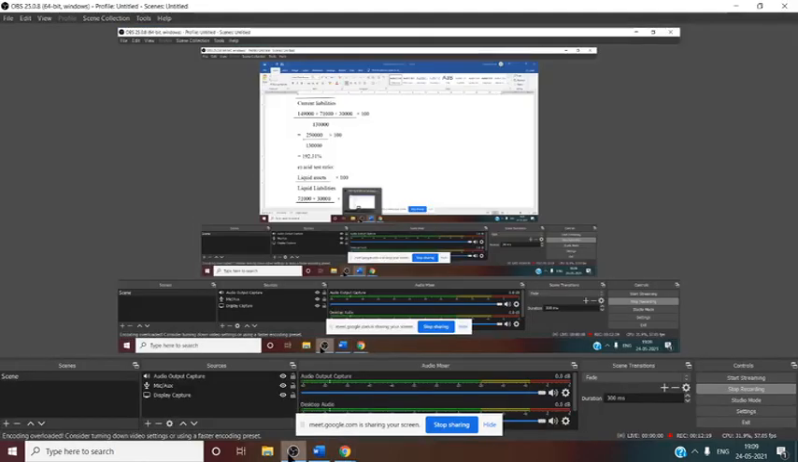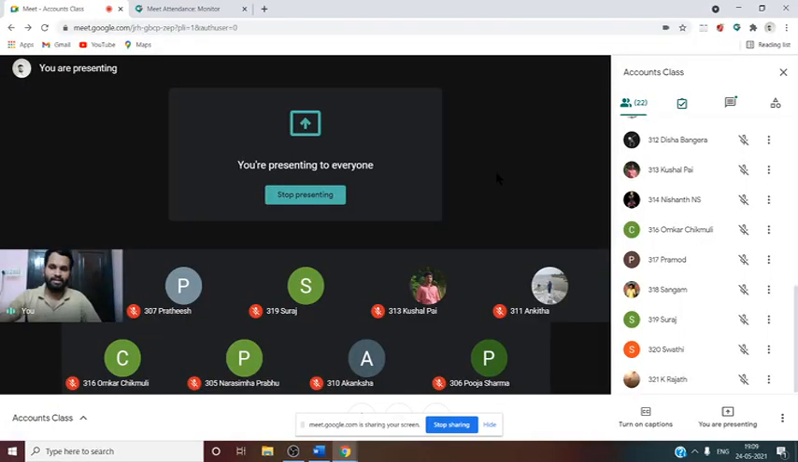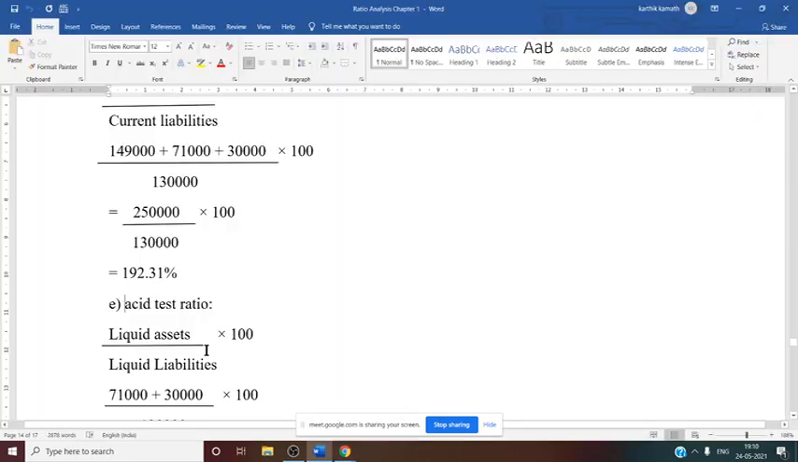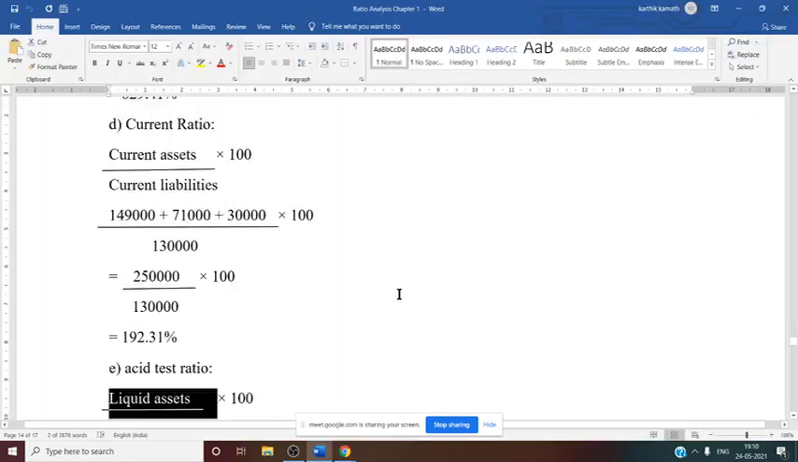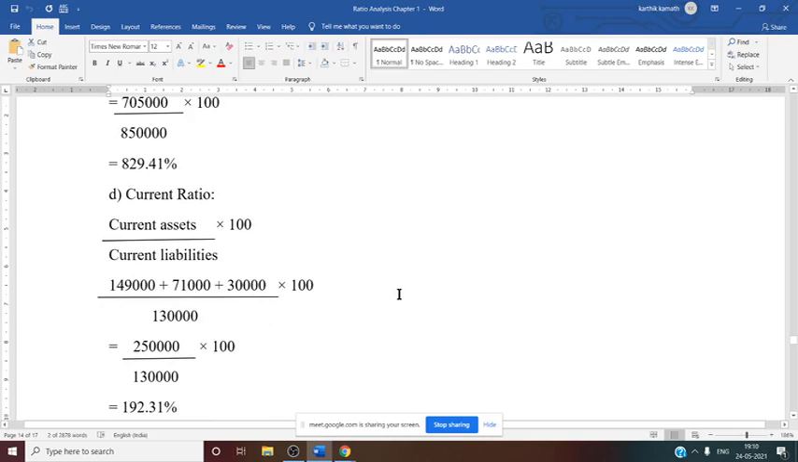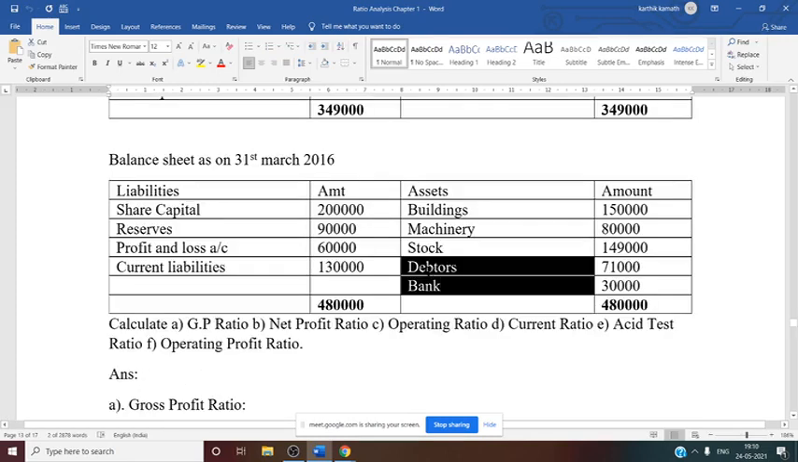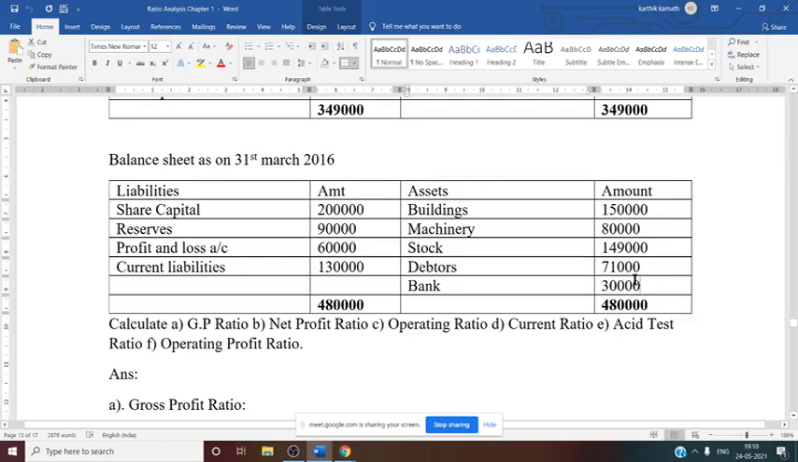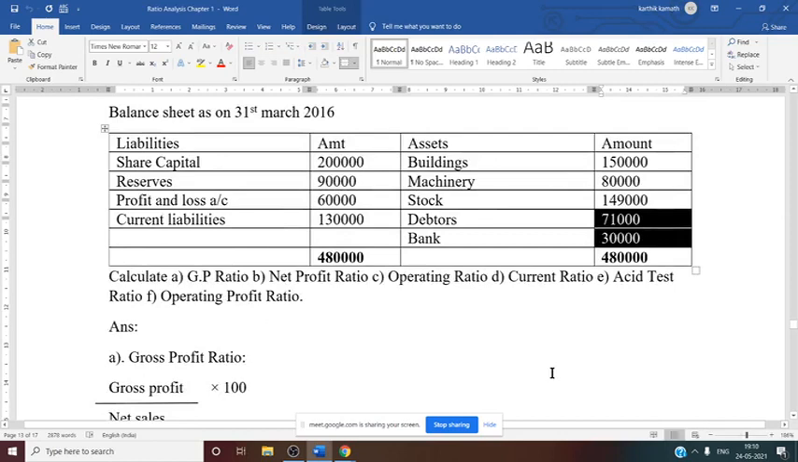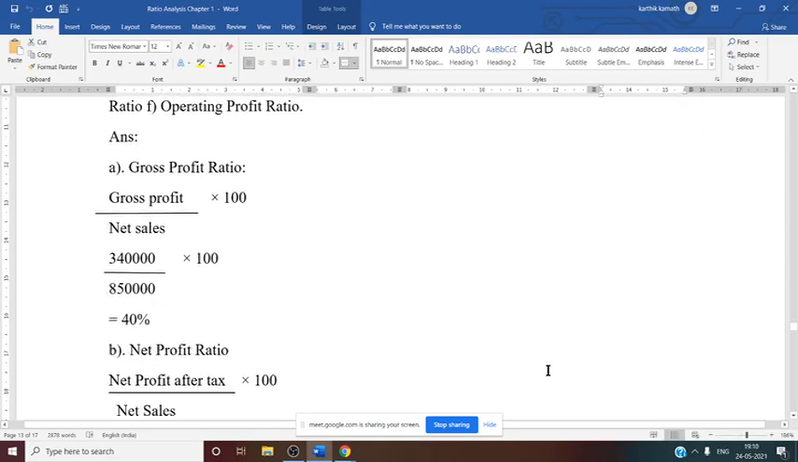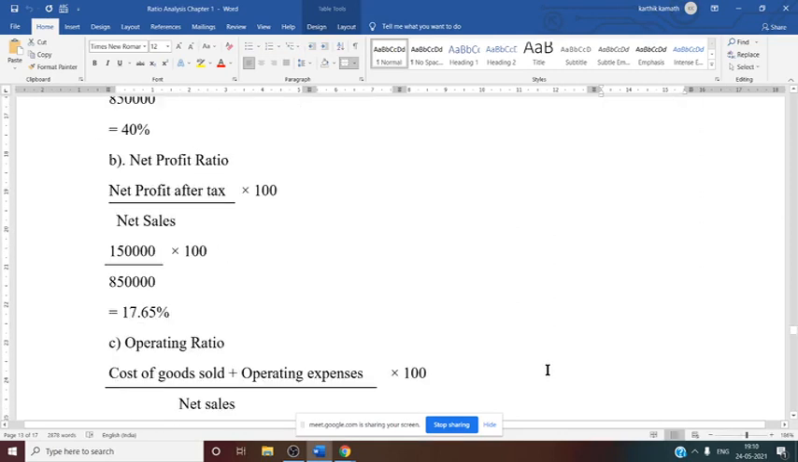Similarly, next they have asked you to calculate the acid test ratio. The acid test ratio is nothing but the liquid ratio. Acid test ratio, quick ratio, liquid ratio, all are the same. The formula for liquid ratio is liquid asset divided by liquid liability. Liquid asset is current asset minus stock minus prepaid expense. So here, excluding stock, only two items go under liquid asset, that is debtors and bank. 71,000 plus 30,000 gives you 1,01,000 as the numerator for liquid asset.